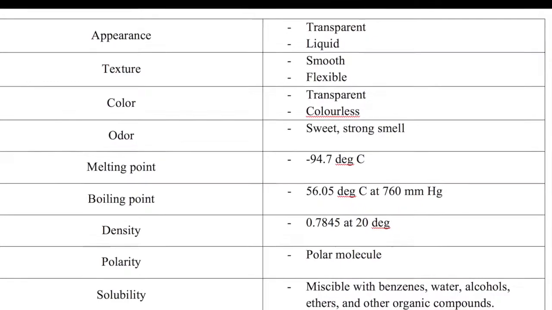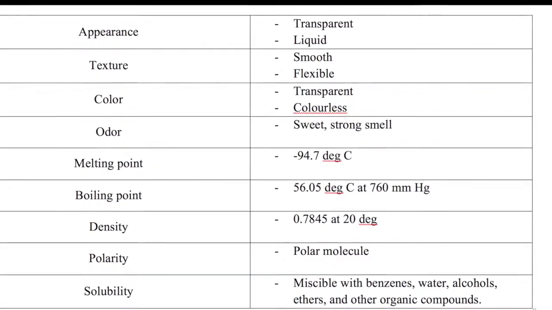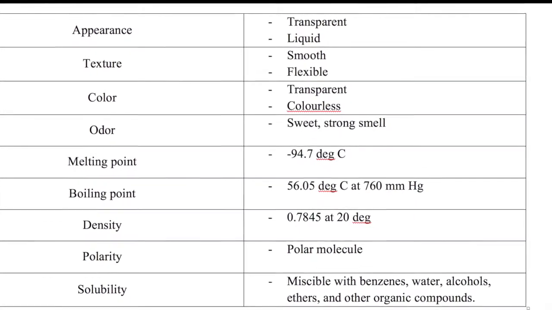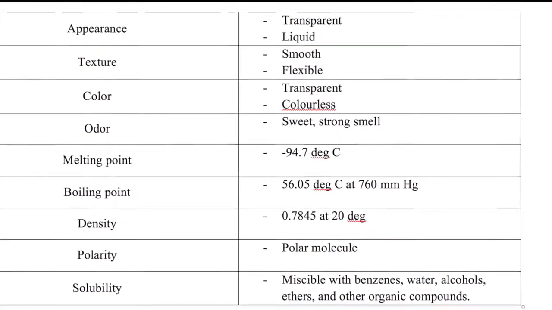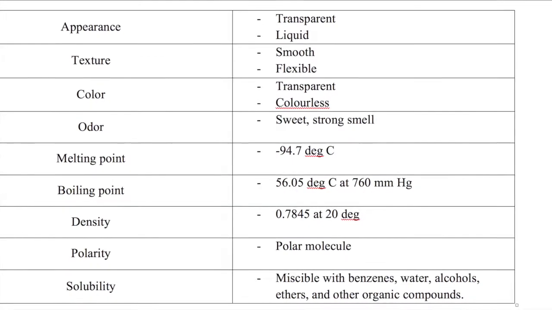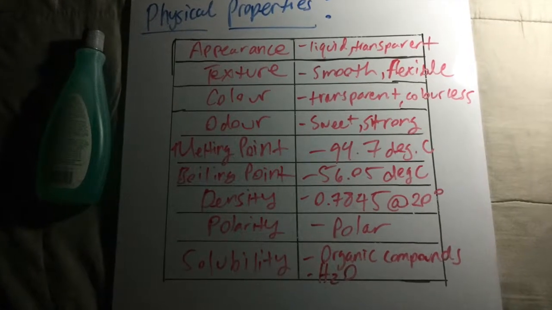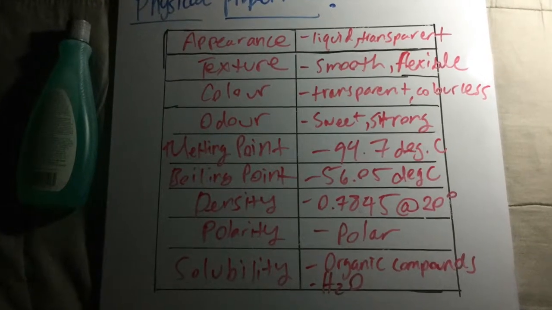Some numbers associated with acetone's physical properties are its melting point at -94.7 degrees Celsius, a boiling point at 56.05 degrees Celsius, and the density of the compound at 0.7845 at 20 degrees Celsius. Here is a quick summary of the key physical properties of acetone.